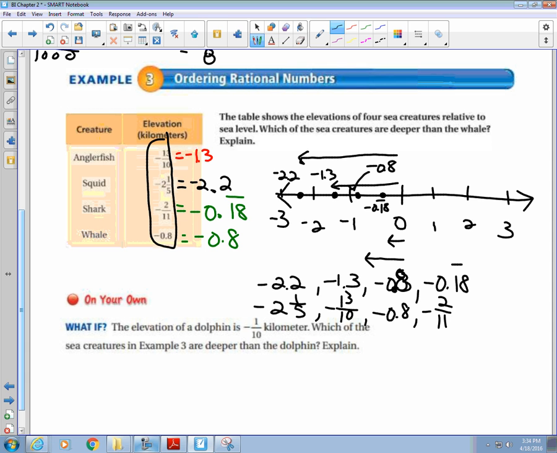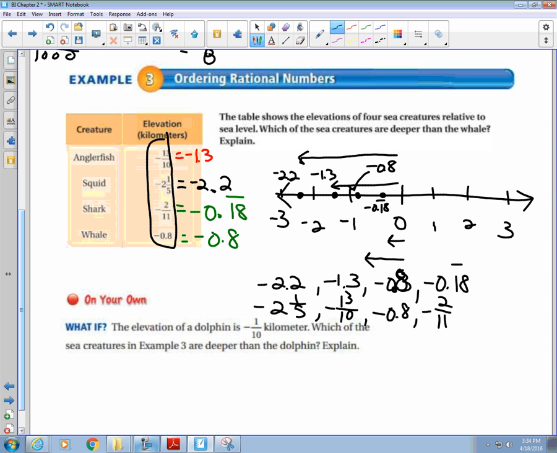And now we have our final answer. The smallest number is negative 2 1/5. The next smallest is negative 13/10. The next smallest is negative 0.8. And our largest number is negative 2/11. And that's how we order rational numbers on a number line. Again, remember, we need to convert all the numbers into the same form, whether we change them all into fractions or all into decimals.